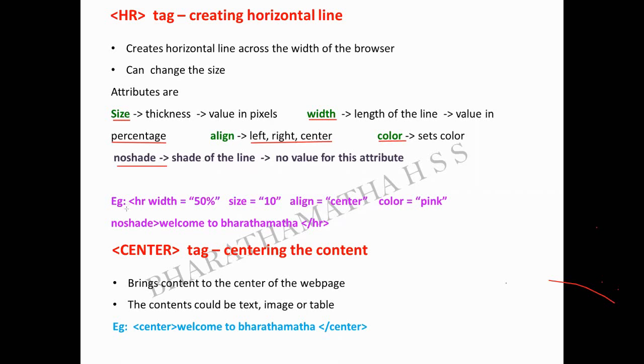Now you can see the example over here. HR is your tag. Width I have given in percent, that is 50% of the browser needs to be occupied. Size I have given in pixels, which means the thickness. Align is equal to center, the position in which you want to align. And the color of the line I have given as pink, and I gave it as noshade.